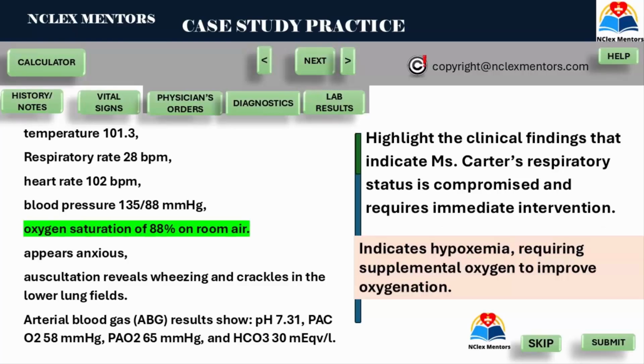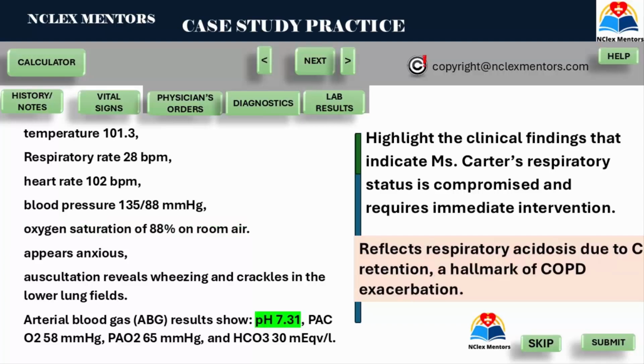Oxygen saturation of 88% on room air indicates hypoxemia, requiring supplemental oxygen to improve oxygenation. Arterial blood gas pH of 7.31 and PaCO2 of 58 mmHg reflect respiratory acidosis due to CO2 retention, a hallmark of COPD exacerbation.